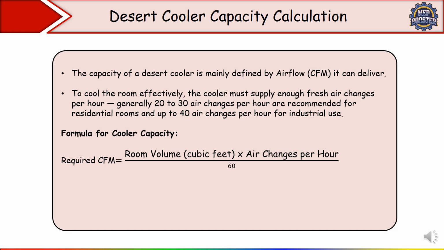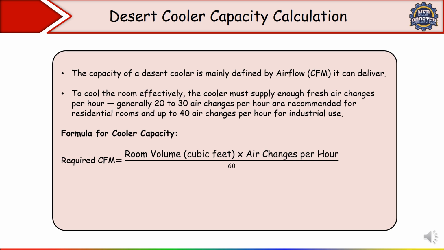Now in this formula, if you see, we have divided by 60. So air changes per hour gives airflow per hour. But CFM means cubic feet per minute. So it means minute conversion. From there we get that, that is why we have divided by 60.